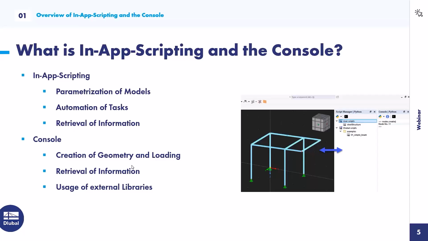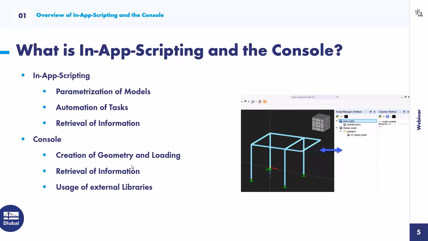But first of all, what is in-app scripting and what is the console? With RFEM 6 and RStab 9, it became possible to directly run scripts inside the program and modify the structure. In-app scripting was already possible using JavaScript since a long time, as some of you might already have noticed, but now we also implemented the in-app scripting for Python. With in-app scripting, you can, for example, parameterize your models or automate some tasks, and of course, you can also retrieve information from the model.